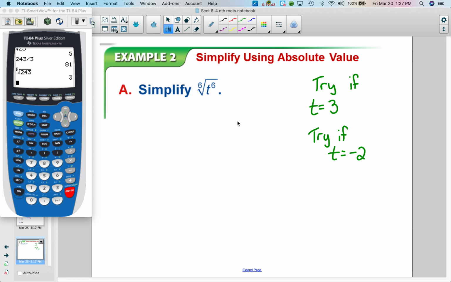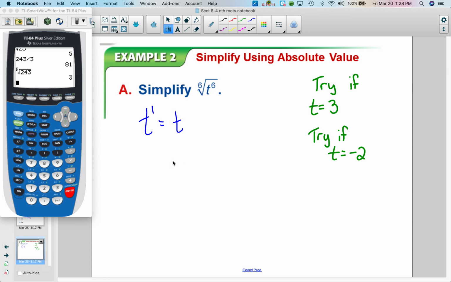All right, this next problem. Simplify the 6th root of t to the 6th power. Now, when you look at that, I know you're going to say, oh, this is easy. 6 goes into 6 1 time with nothing left over. So my answer is just t to the 1st or just t, either one. So let's try it out. Let's see what happens if t equals 3, and let's see if that works.